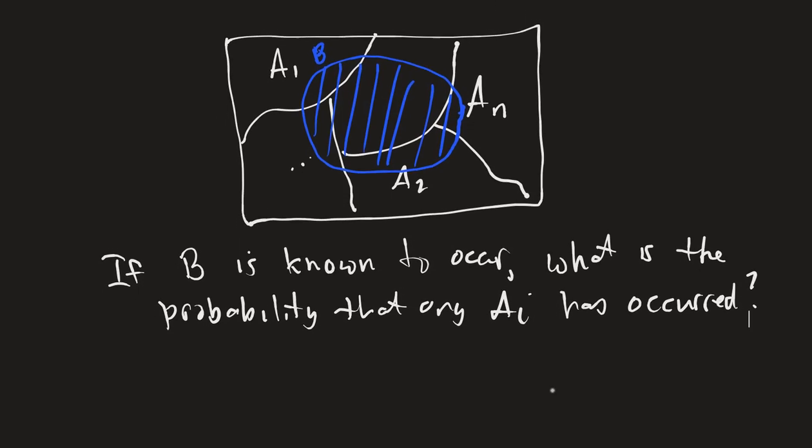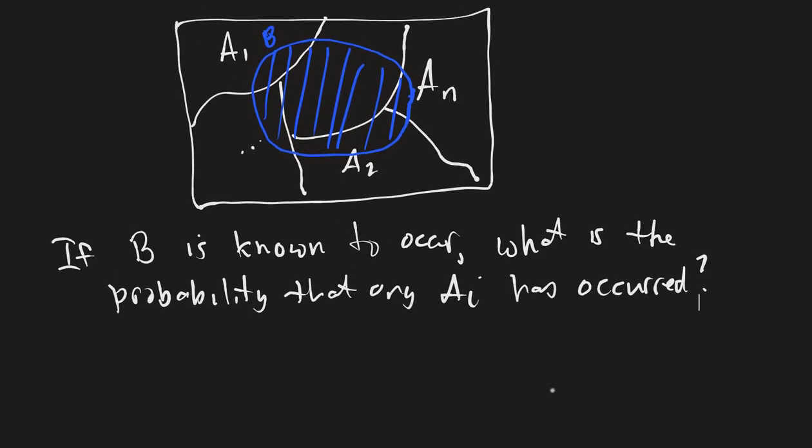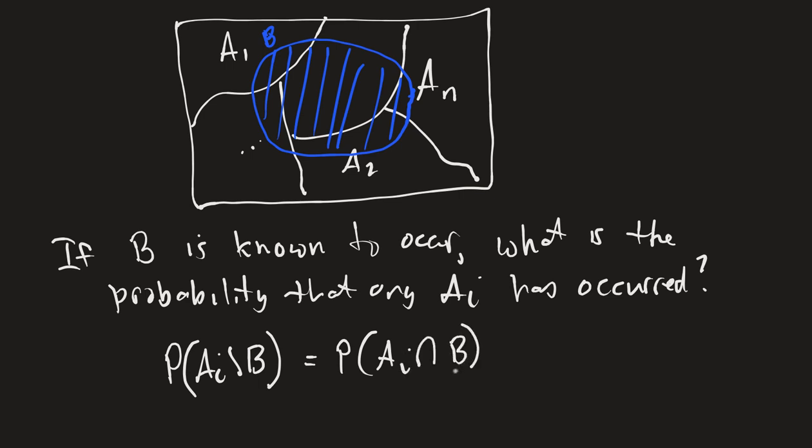So if we set it up, let's go through what we know now, and this is where we put it all together, folks. So let's write down what the question is. Given B, what is the probability that A sub I has occurred? That's what we want to find. Well, we have a definition for this conditional probability. It is the probability that A sub I intersect B, divided by the probability of B.